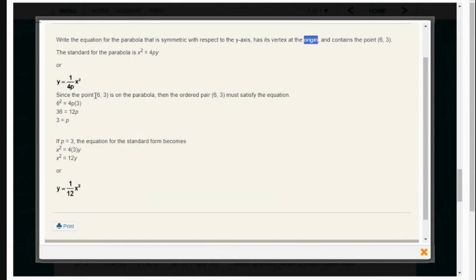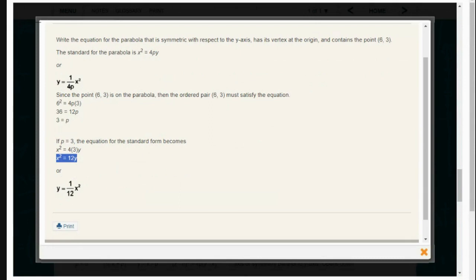Now, since the point (6, 3) is on the parabola, then the ordered pair (6, 3) must satisfy the equation. So 6 squared equals 4p times 3. That's exactly the way we did it. We substituted it into that first equation. 36 equals 12p, was able to solve for p equals 3. Now we can just replace the p in the equation and come up with x squared equals 12y, or y equals 1 over 12 x squared.